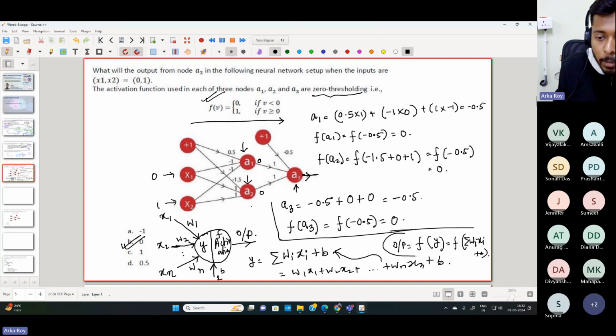So this is the fundamental structure of any neuron of a multilayer perceptron. That means first you have to do the linear combination, and then you have to apply the nonlinear activation, and then you can pass it to the next layer.